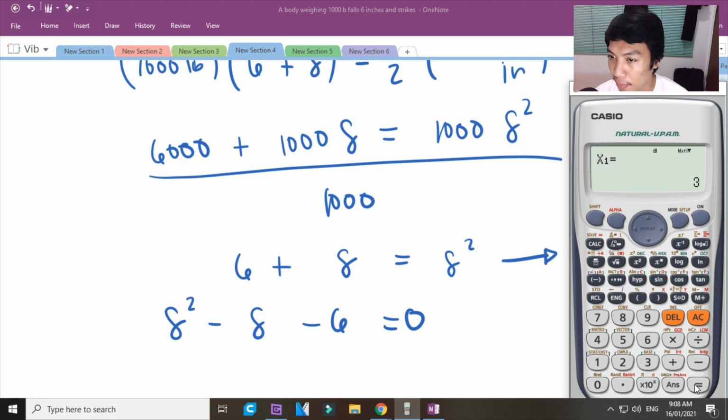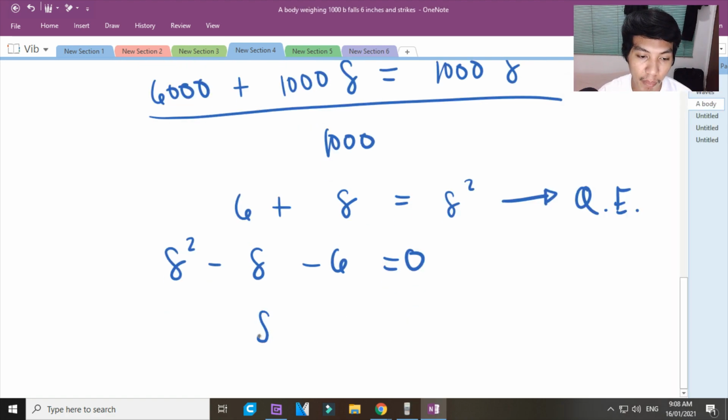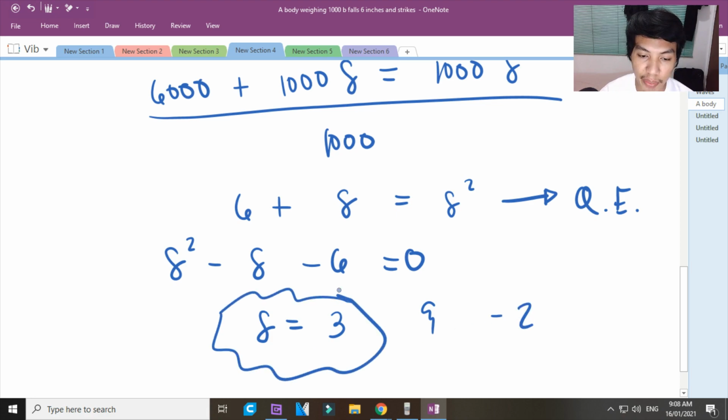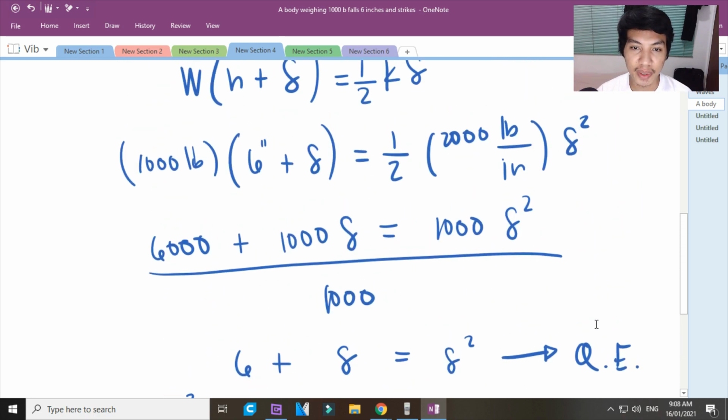Now, tignan natin yung deflection. X is 3 and negative 2. Wala naman tayong value dapat kapag deflection na negative value. So, that is absurd na yung negative 2. So, the value for your deflection will be 3 and negative 2. So, ang kukunin mo dito is the positive value. Okay? 3 inches will be the deflection of the spring. Okay? So that is for problem number 1.